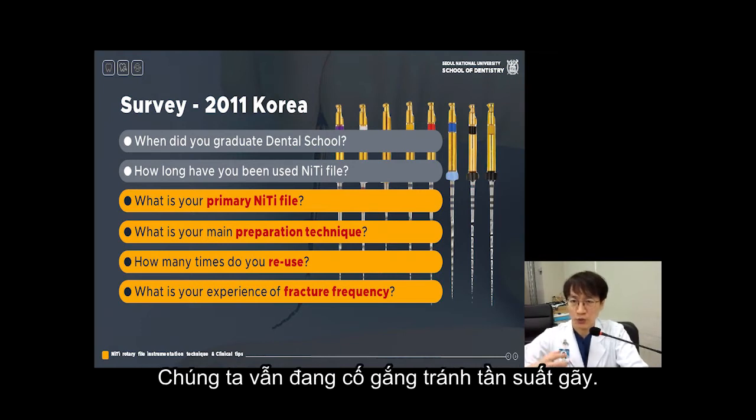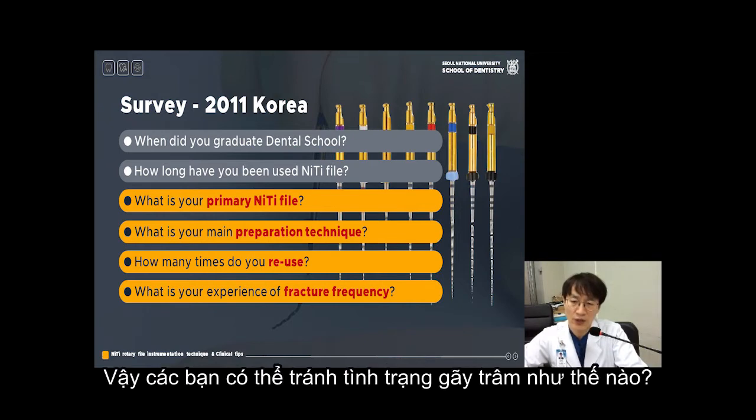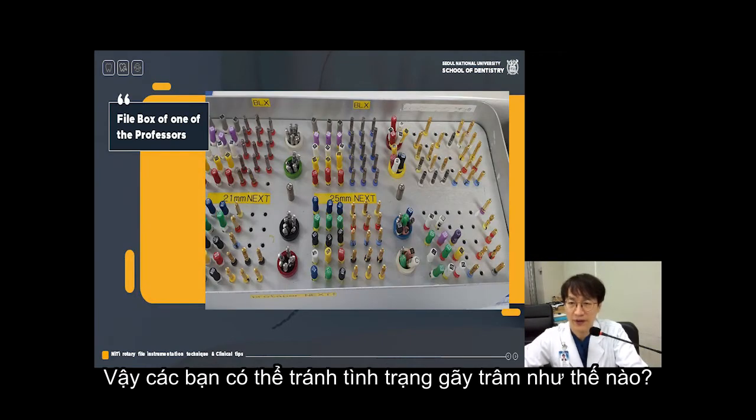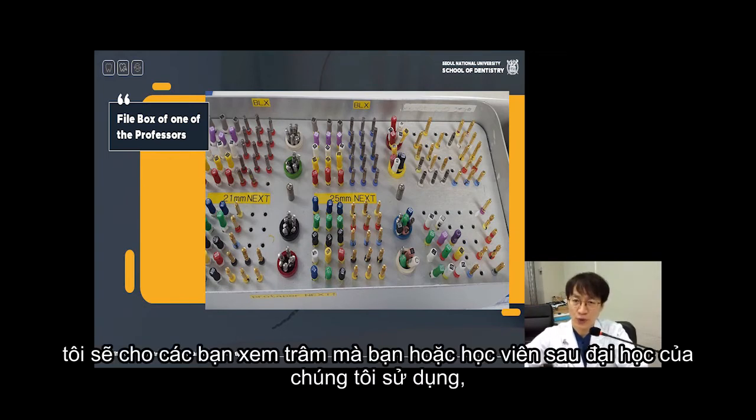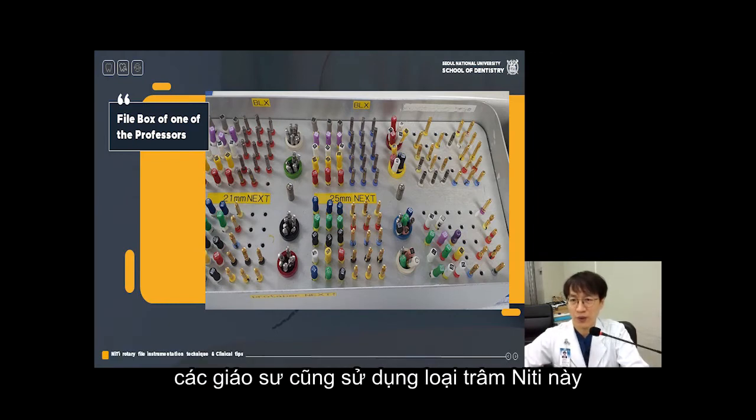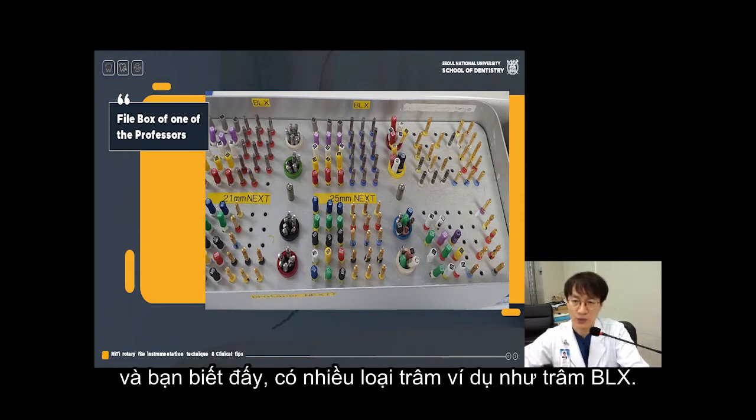So we try to avoid the fracture frequency. So how can you avoid the fracture of the file? Before I start to introduce the file that I use, I'm going to show you our friends, our graduate students. Our professors also use nickel titanium files, and they have a variety of files like the BLX file.